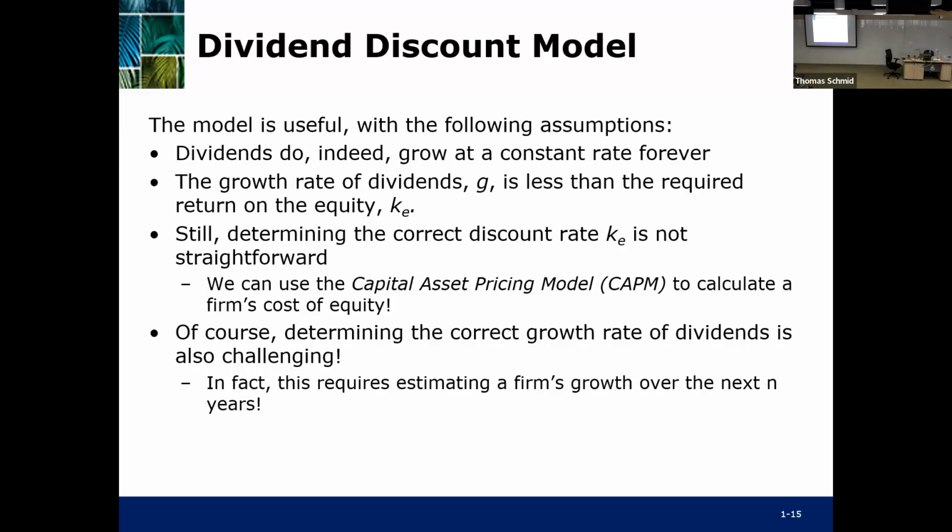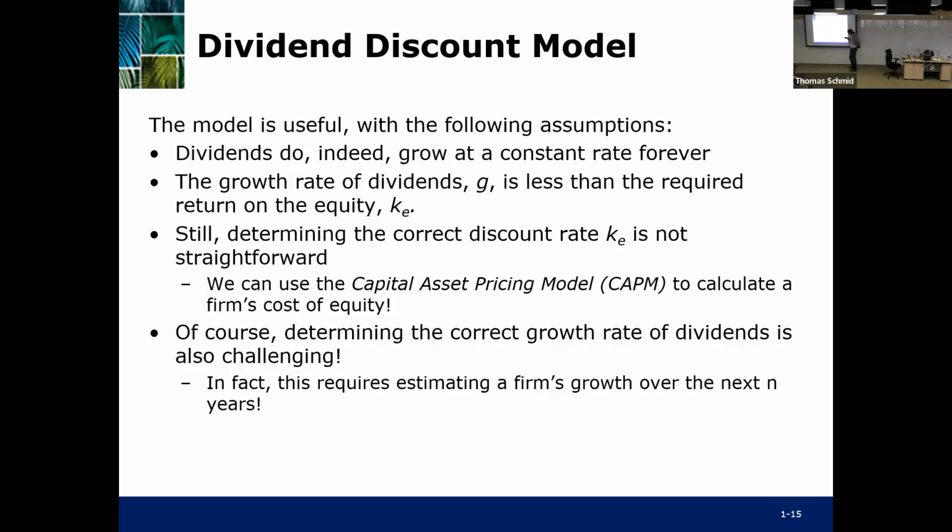Of course, the real challenge comes from these two things that you have to calculate. First, we need to calculate KE, the cost of equity. Not super simple, but also not super hard. We can use the capital asset pricing model, which tells us that KE equals the risk-free rate plus the market risk premium times beta. All three elements can be calculated without too much effort. So that's not the most critical one.